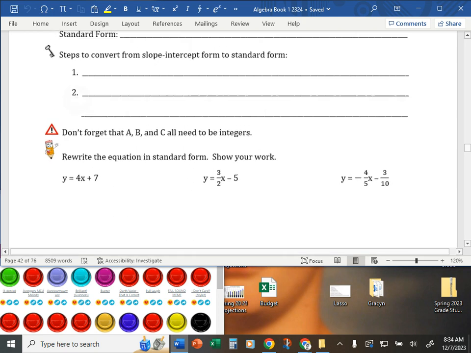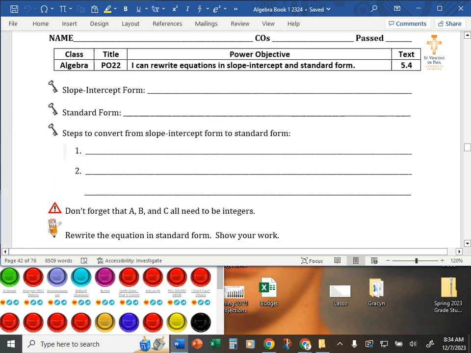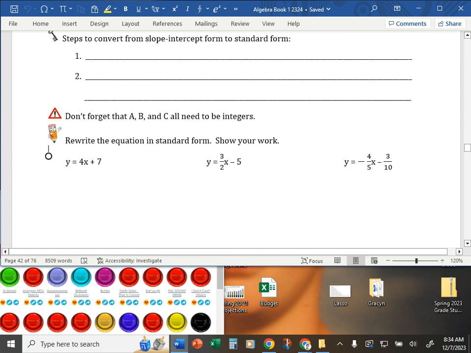We are going over PO22 for a second time. We didn't get very far into it last week. And so just for review, if you weren't here or didn't jot them down, what are the two steps that we covered for converting an equation from slope-intercept into standard form?